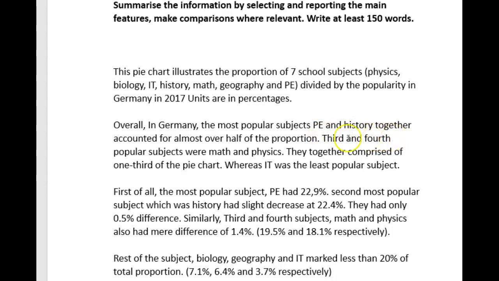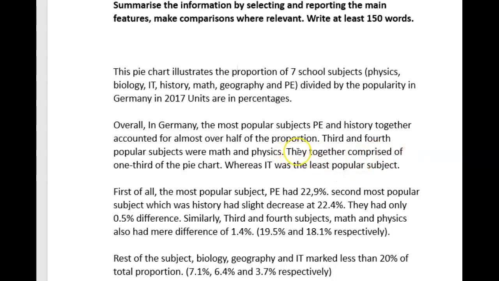The third and fourth most popular subjects were math and physics. They together comprise, comprise is a wrong word. Comprise is a tricky word. Everybody uses it wrong. Believe me, even native speakers, it's a disaster. So, comprise means is made up of. So it doesn't work here, okay?